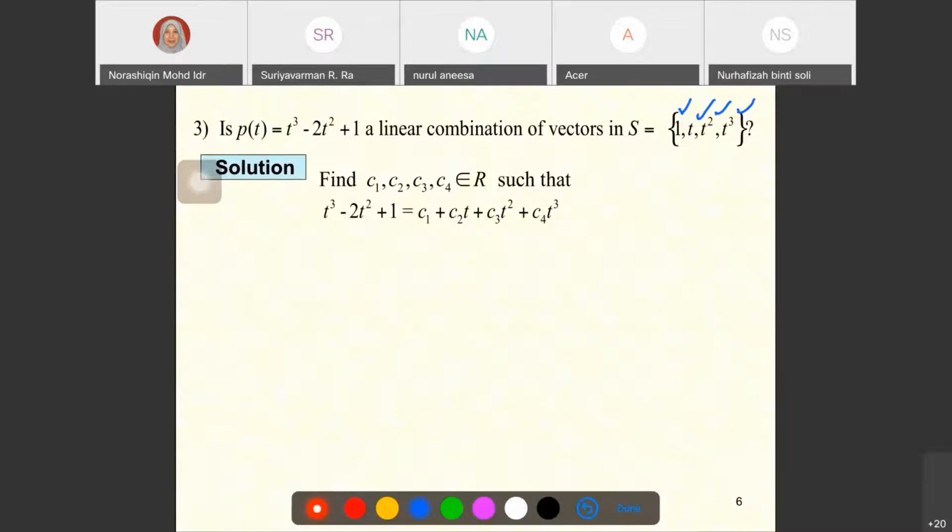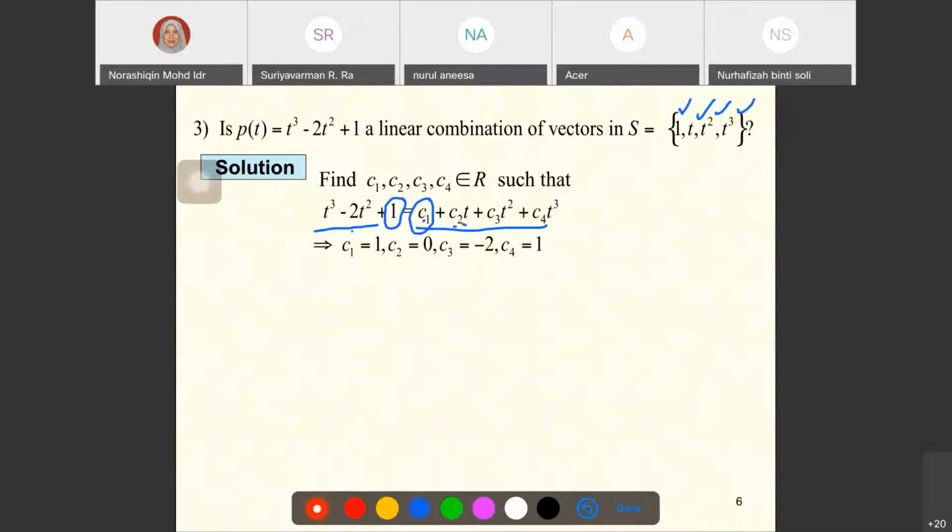So this one is easy, right? Yes. Polynomial is equal to another polynomial. So the coefficient of the same variable should be the same. So C1 equal to, C1 is the scalar, equal to the scalar. So we have C1 equal to 1. C2, sini tak ada T, C2 equal to 0. C3, depan T squared. So sama dengan negative 2. C4, depan T cube sama dengan 1.